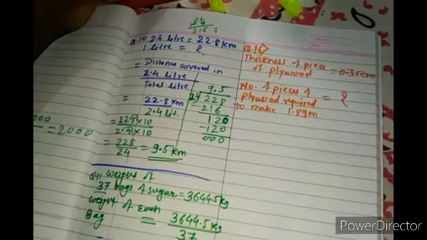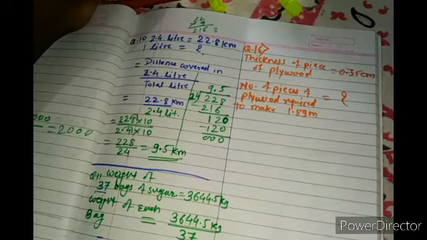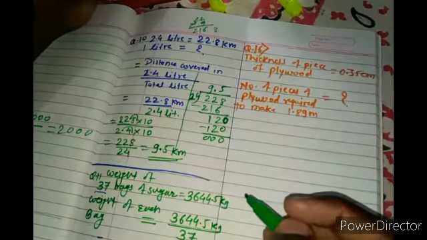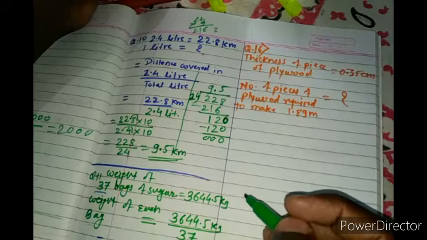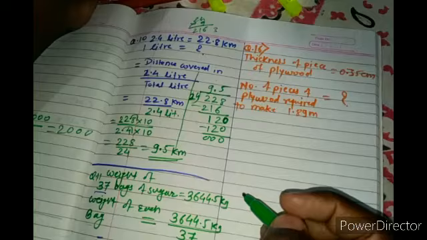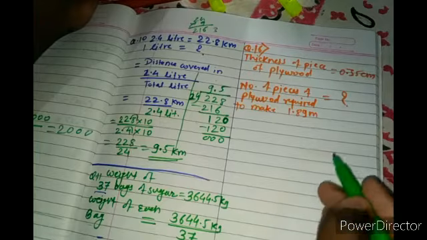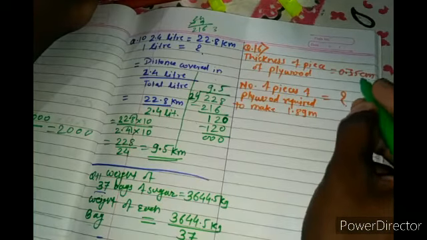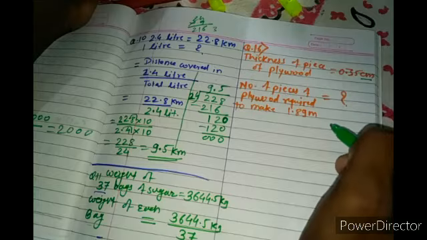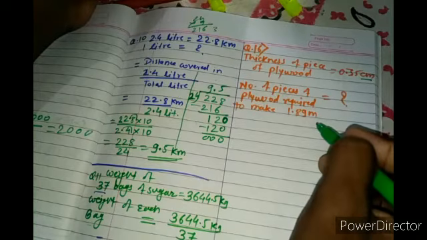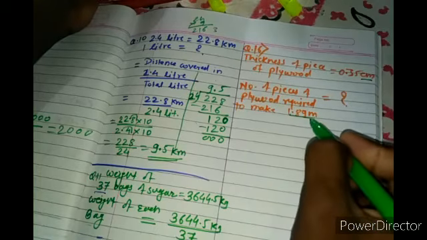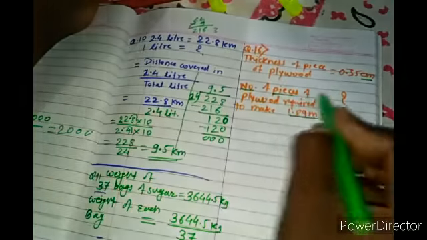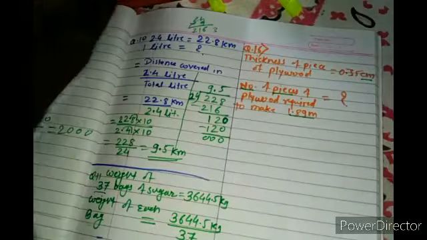Okay. In question number 16, we are going to solve the problem based on the thickness of plywood. So the thickness of one piece of plywood is 0.35 centimeter, right? And we have to make a pile of 1.89 meter. So how many pieces would we require to make that pile?